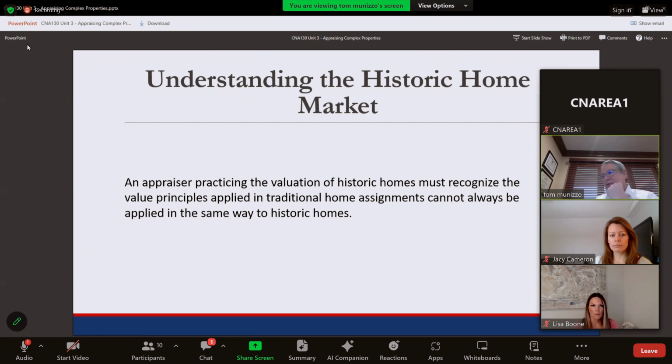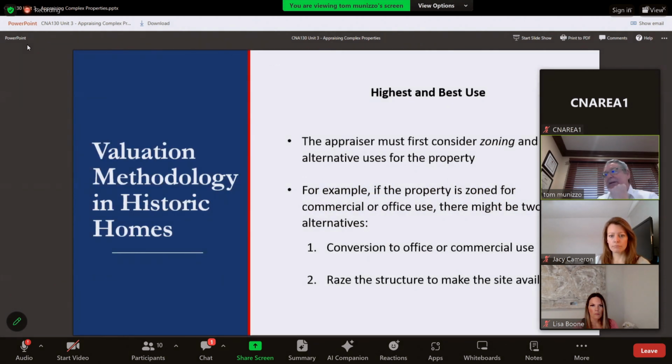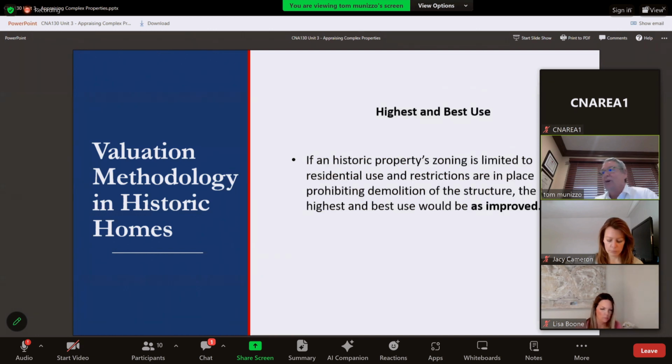Yes, different principles are not always the same. You have to look at the zoning. If it's zoned for commercial or office, there might be two alternatives: conversion to office or raze it. Basically, a lot of these older buildings were built way before zoning. If it's now commercial and there's a demand for that area, and you have an old dilapidated, 150-year-old home, it might make more sense to raze it and redevelop as commercial. If the property is limited to residential and restrictions prohibit the demolition of the structure, then the highest and best use is as improved.